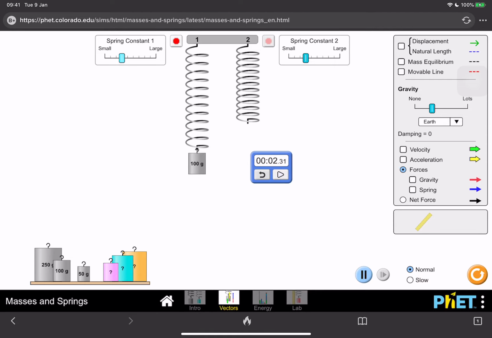So the amplitude is essentially the distance in which you measure from the center, right? So you can see that I'm toggling this line, which is called the mass equilibrium line. That's the line where the spring is not stretched or compressed. So it's the center line, if you may, right?